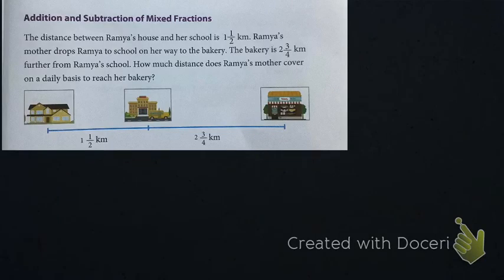Now students will do addition and subtraction of mixed fractions. So, addition and subtraction of mixed fractions. Students, what is a mixed fraction? A mixed fraction is the sum of a whole number and a fraction. Suppose one number is 1, a whole number, and a fraction, so this will be called a mixed fraction.